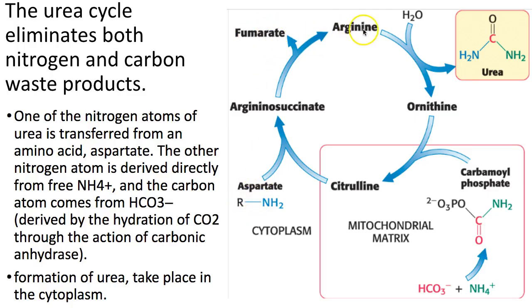You'll have arginine as a product, and then with water, you have that release of the urea, and then it produces the ornithine to start the process all over again, because the ornithine goes into the mitochondria and reacts with the carbamoyl phosphate group. But how do we make this carbamoyl phosphate group?